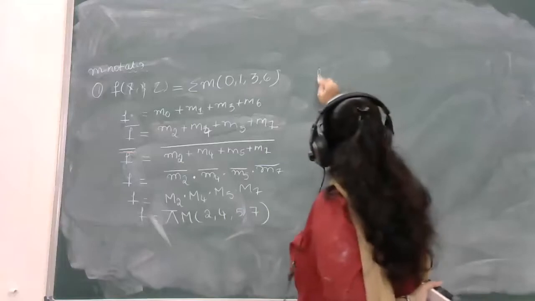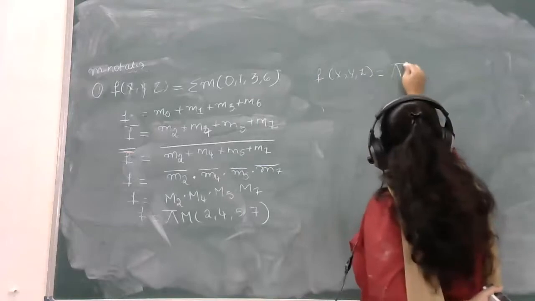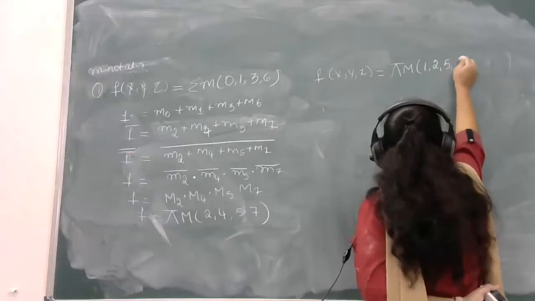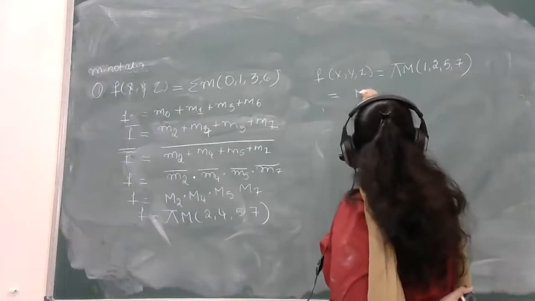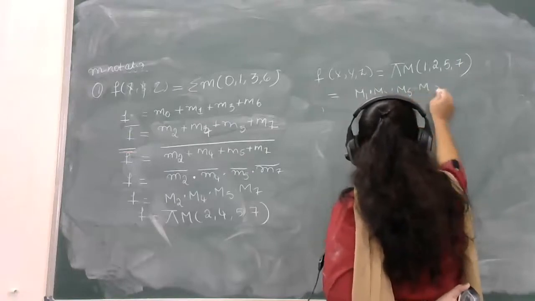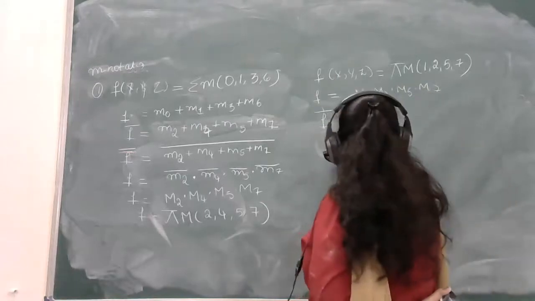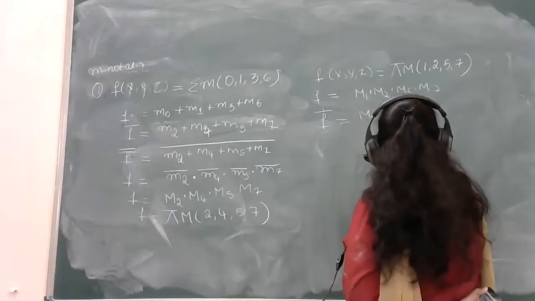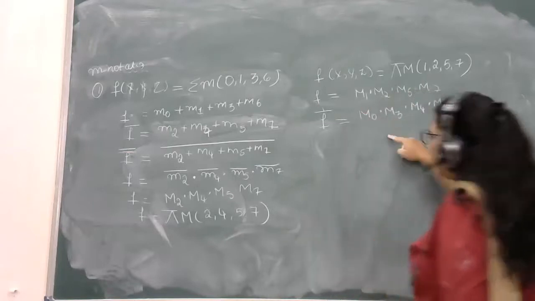Is this clear? Any doubts? Similarly, suppose you are given f of x, y, z equal to pi M 1, 2, 5, 7. How do I do it now? Let me write it as M1 into M2 into M5 into M7. That is my function. Now, what is f bar? F bar is whichever is missing here, so it is m0 plus m3 plus m4 plus m6. Whichever are missing here, I will write here.